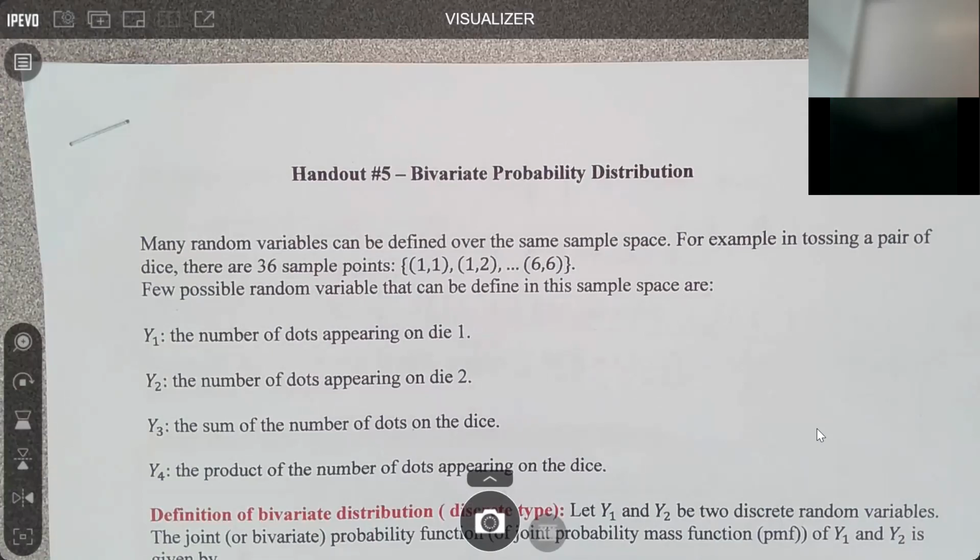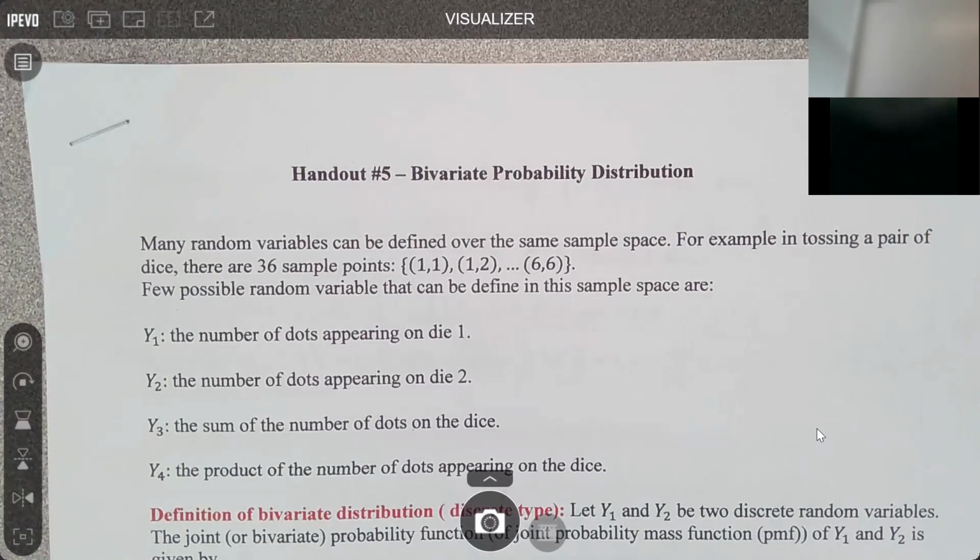Now we start with a very simple example. The simple example is that, let's say, you have two dice, okay? Let's say Y1 equals the number of dots on the first die, and Y2 equals the number of dots on the second die.